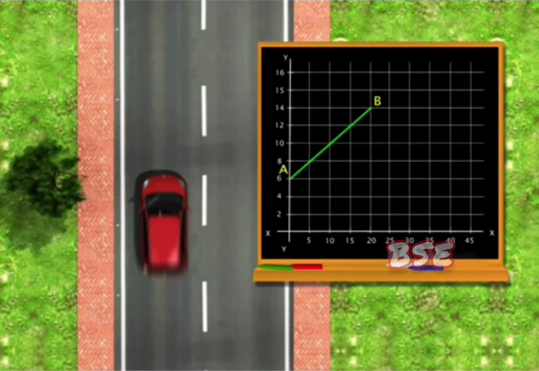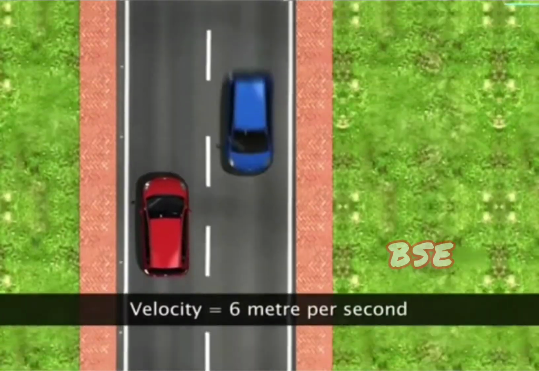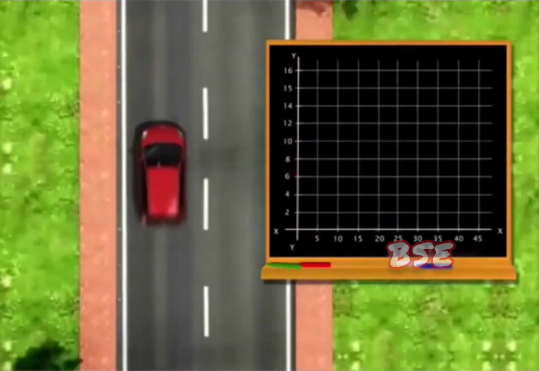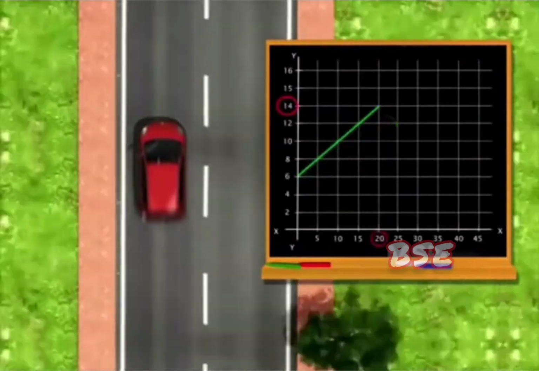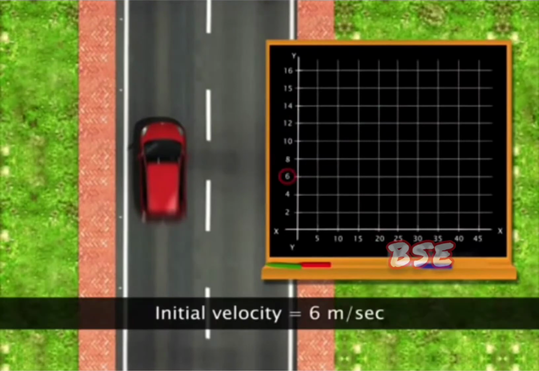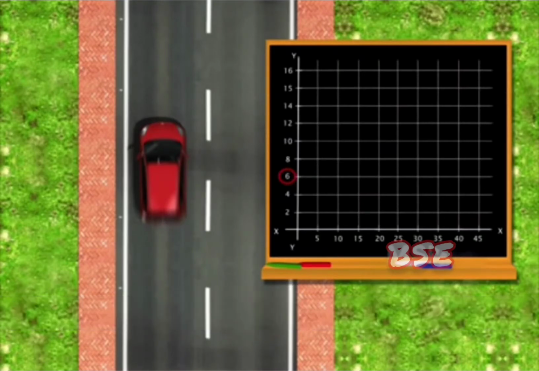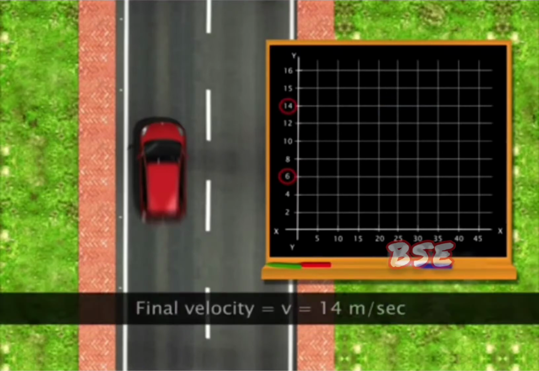Let us first derive the formula for the velocity-time relationship. The car was moving at a velocity of 6 meters per second. When we start to track its acceleration, the velocity reaches 14 meters per second, 20 seconds later. So, 6 meters per second was the car's initial velocity. We can represent this with the letter U. The final velocity at the 20th second was 14 meters per second. We can represent this with the letter V.